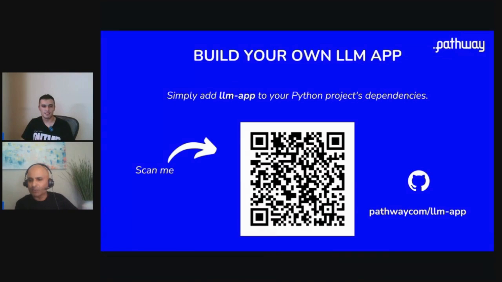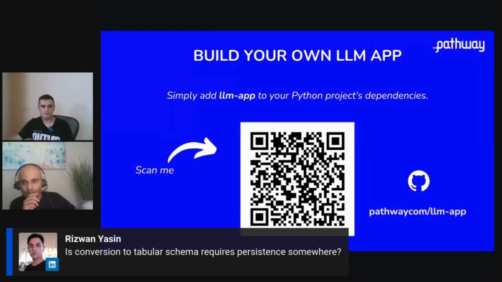I think it does answer his question. Yeah, so it's a question of whether you want to choose Pathway's persistent layer or push it to an external vector store, and the answer is both, yes. By default, you have a persistence layer.